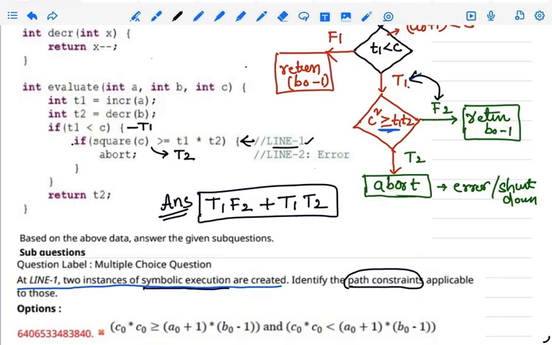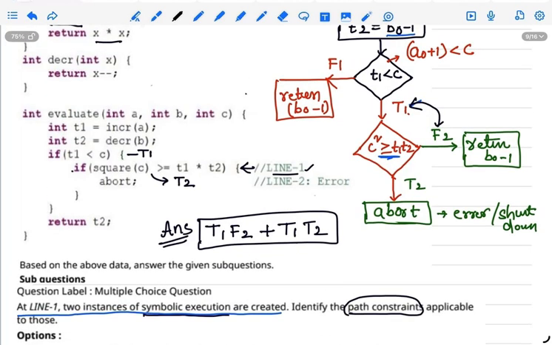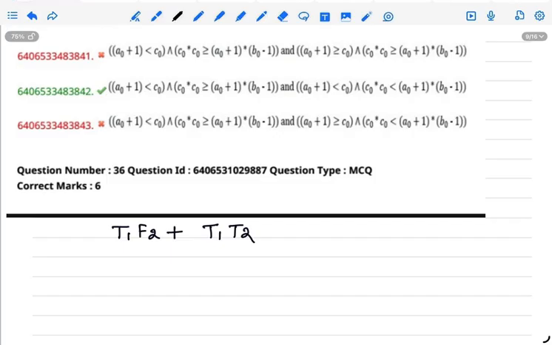So what is T1 F2? T1 is true, true for condition 1. This is an if condition, and this is also an if condition. So T1 is the first if condition, and the second if condition fails. The second if condition, right?